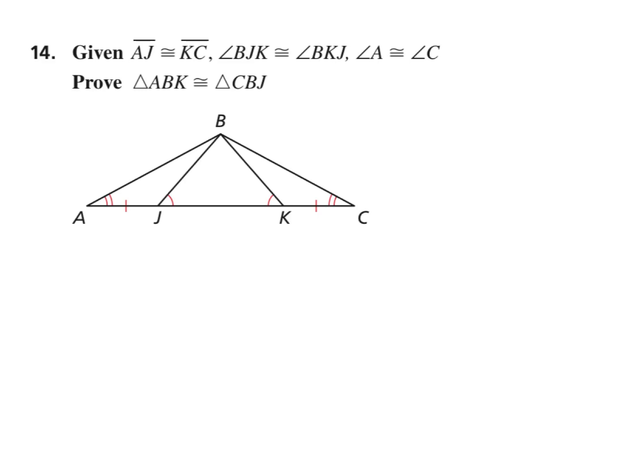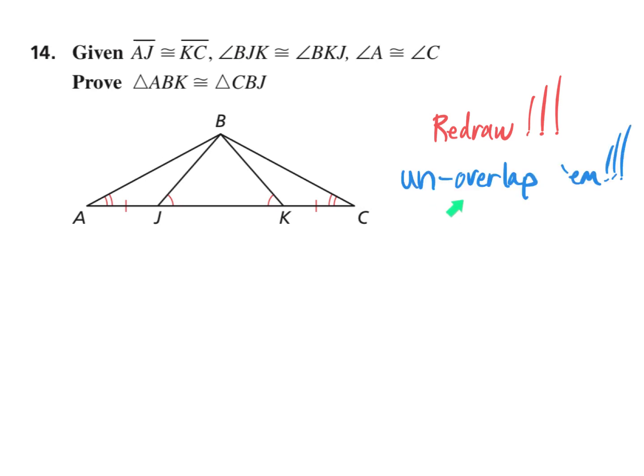This is one of those examples where the targeted triangles are actually overlapping. Triangle ABK overlaps with triangle CBJ. So the advice is to redraw and unoverlap those overlapping triangles. So let's do that. Let's redraw triangle ABK and triangle CBJ when they're not overlapping each other.